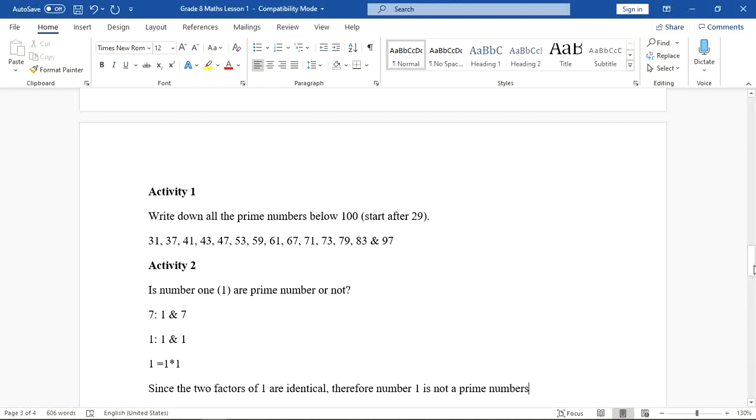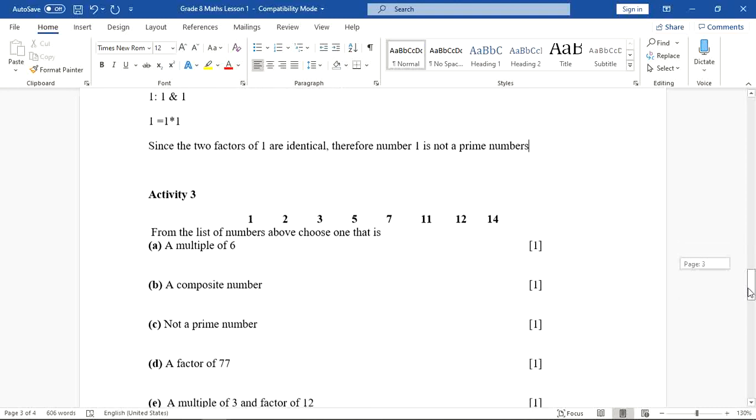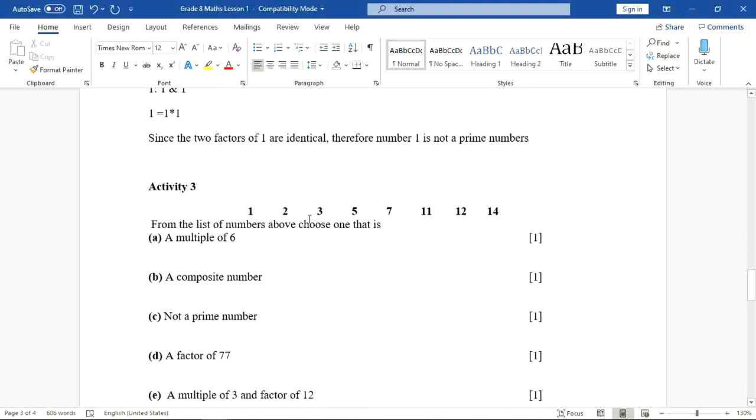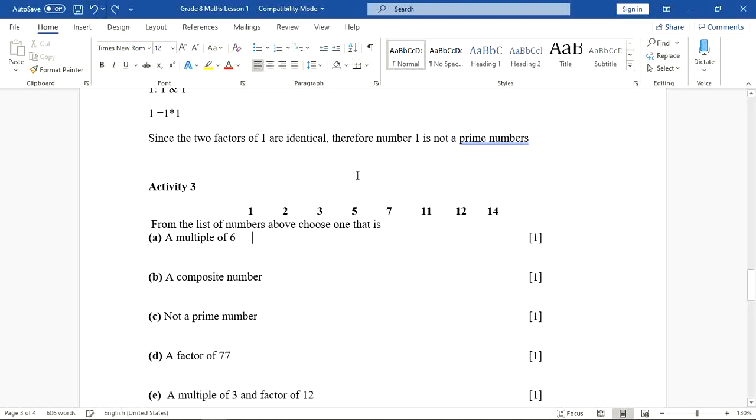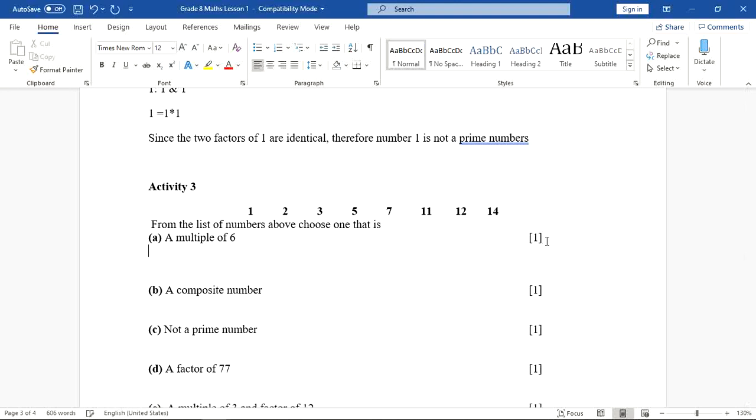Let's move over to activity number 3. We are given a list of numbers: 1, 2, 3, 5, 7, 11, 12, and 14. From this list, we must choose the following numbers. A multiple of 3. A multiple of 3 is a number that you get if you multiply 3 with another number. Like 1 times 3 will give you 3, so 3 is a multiple of 3.